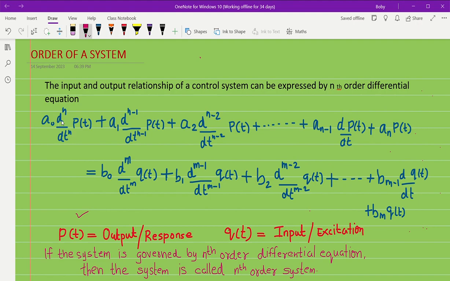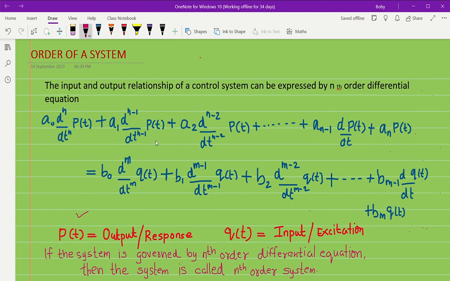a0 d raised to n divided by dt raised to n of p of t, that is the nth derivative here of p of t, plus a1 times the n minus 1th derivative, d raised to n minus 1 by dt raised to n minus 1 of p of t, plus a2 d raised to n minus 2 divided by dt raised to n minus 2 of p of t, plus etc., up to plus a n minus 1 into d by dt of p of t plus a n p of t is equal to b0, then the mth derivative here, d raised to m divided by dt raised to m of q of t, b1 times the m minus 1th derivative, etc., up to b m minus 1 d by dt of q of t plus bm q of t.